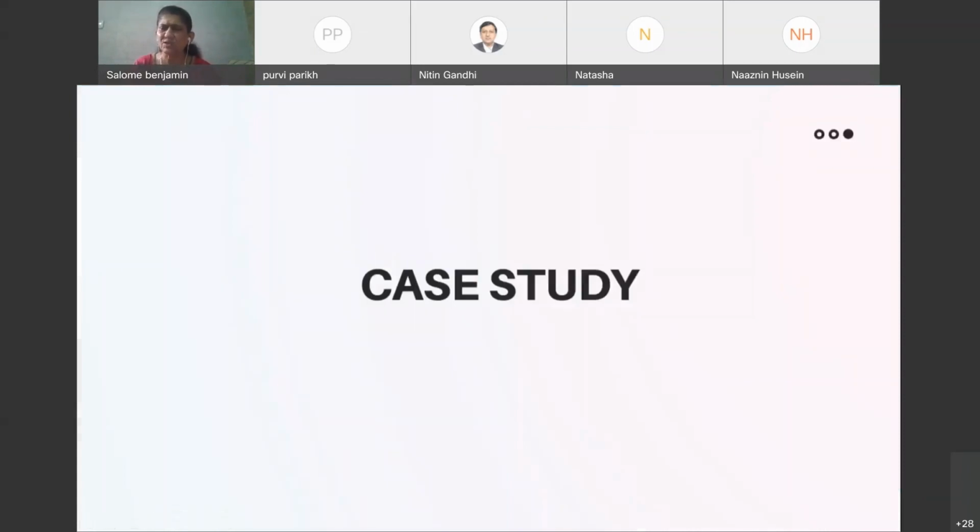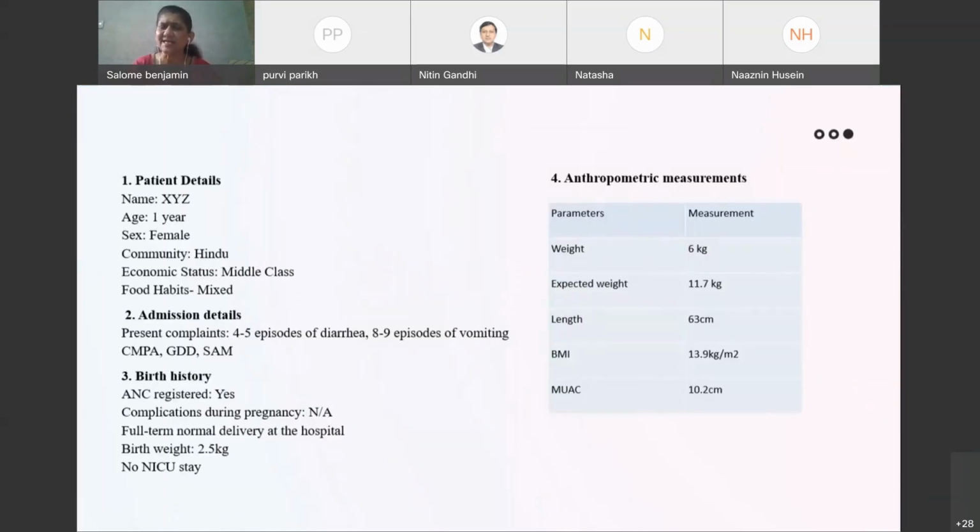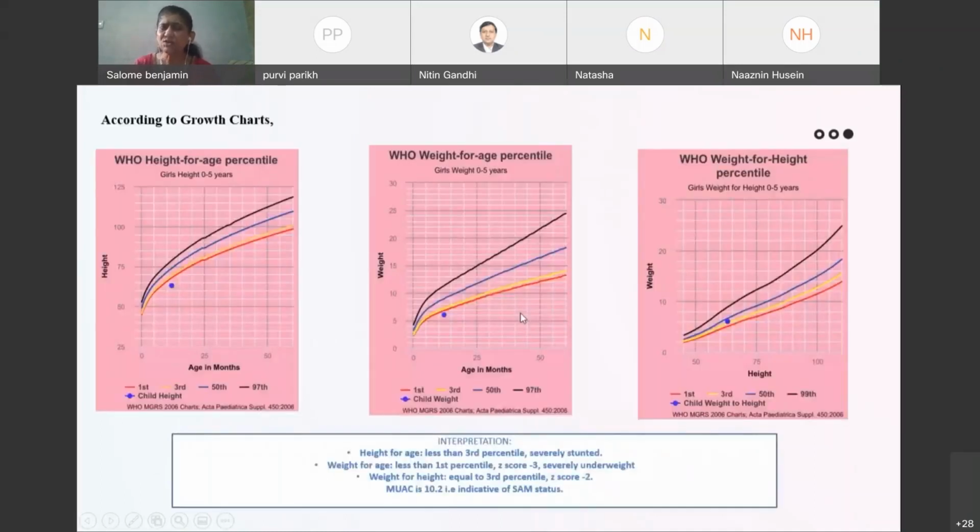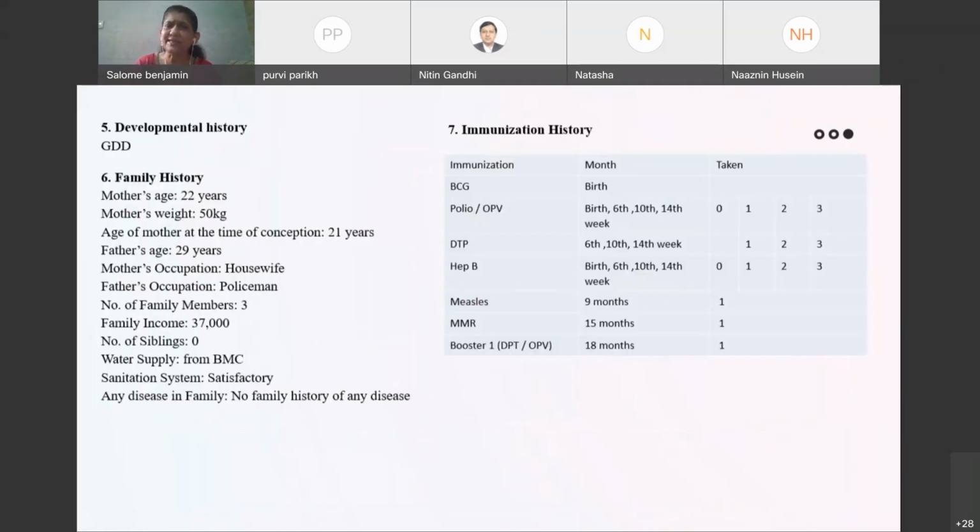Just quickly to go over a case, 1-year-old child, how will you do it? So the case study format is there on the website of IAP and RD board. Okay, the weight is 6 kg, height 63 centimeter, BMI 13.9. This is the BMI we're using from the app, the IAP app. So you will plot the growth chart, the girl child, okay, and then you will see this particular child had a GDD, that is Global Development Delay also, along with the SAM.